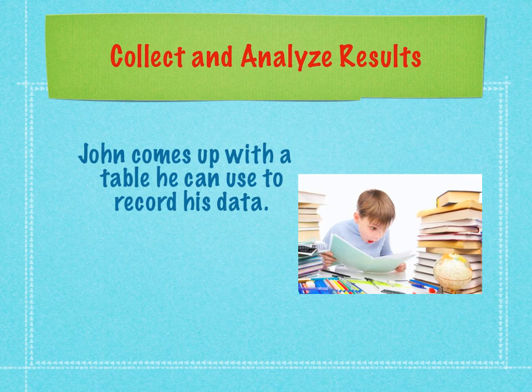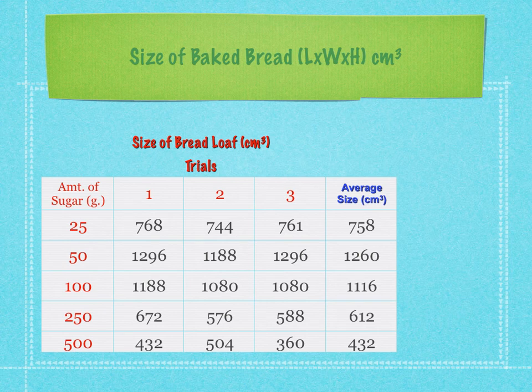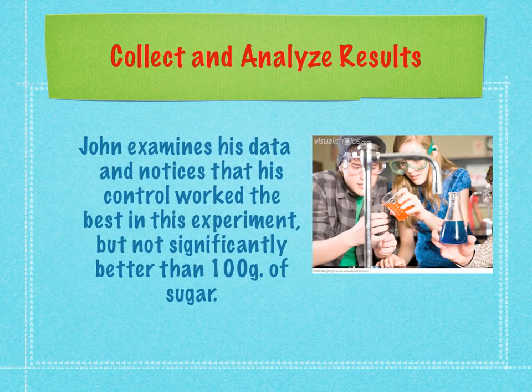Collecting and analyzing the results, John comes up with a table that he can use to record his data. He gets his materials together and carries out the experiment. Here's the data that he collects. You can see here on the left-hand side is the independent variable, the amount of sugar. And on the right-hand side is the average size of the loaves of bread. And you can see that he conducted the experiment 3 times and collected data. At this time, it's obvious which loaf of bread and how much sugar is the largest.